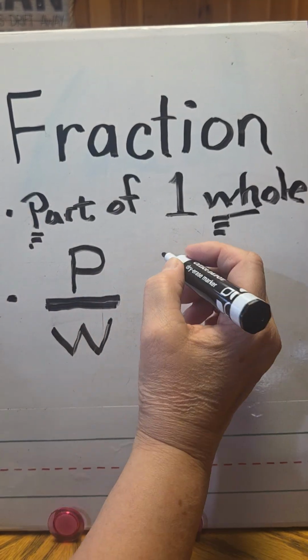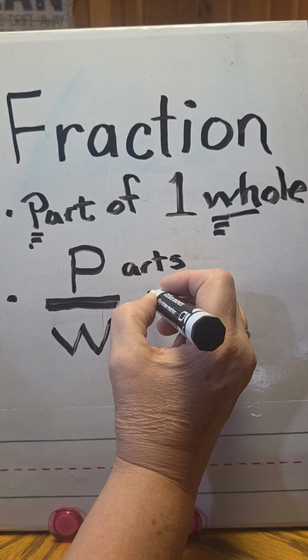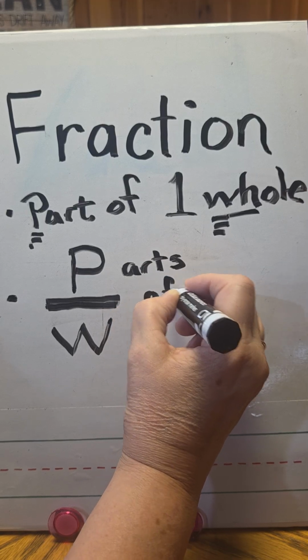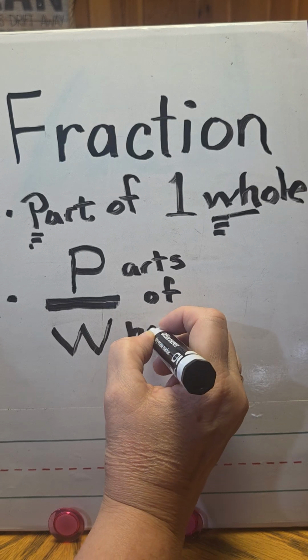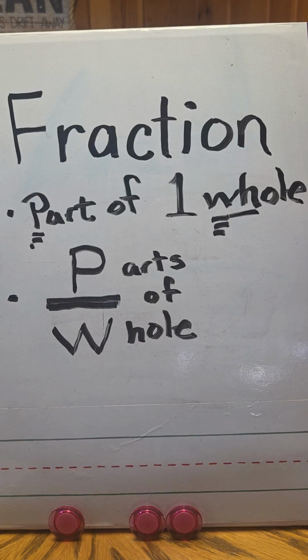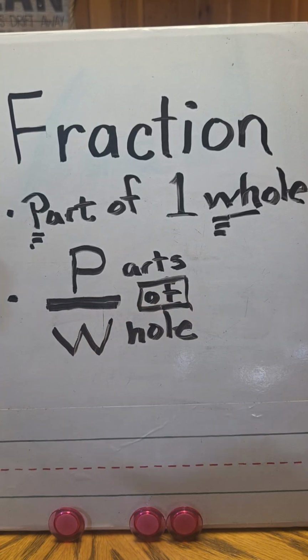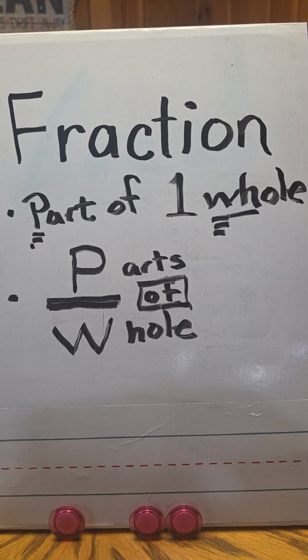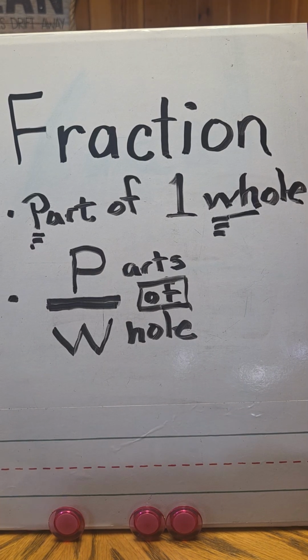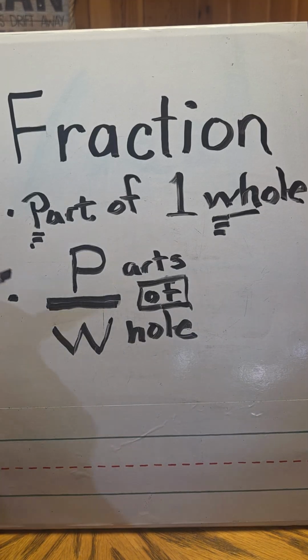So if I wanted to read this, I would say parts of the whole. Parts of whole. Yep. So think of that word of, because it's going to be important as we move forward. And we haven't even looked at a number yet, except for 1. I'm going to turn this around. Those are our notes. Now we're going to get to work.